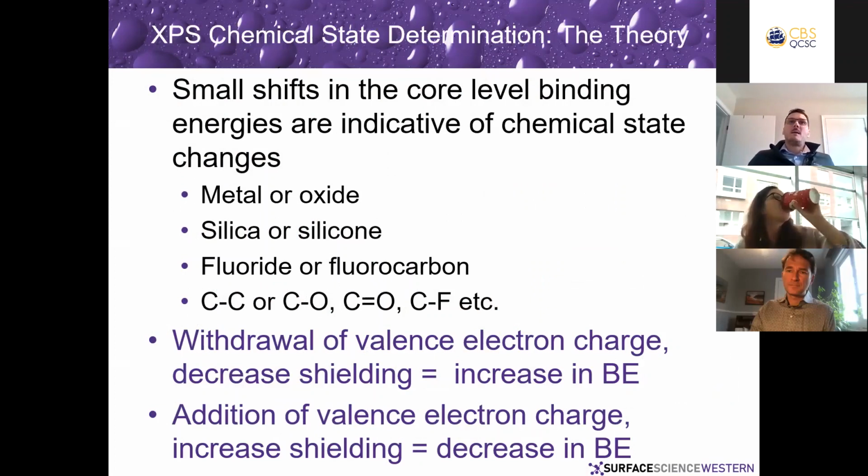If we look at chemical state determination, small shifts in the core level binding energy are indicative of chemical state changes. So you can tell, do you have the metal versus the oxide, silica versus silicone, fluoride versus fluorocarbon. As you withdraw valence electron charge, you decrease the shielding and therefore increase the binding energy of those core electrons. If you add valence electron charge, you increase shielding and decrease the binding energy of those core electrons. So that's the very simple picture, and for many species, that's all you need to know.